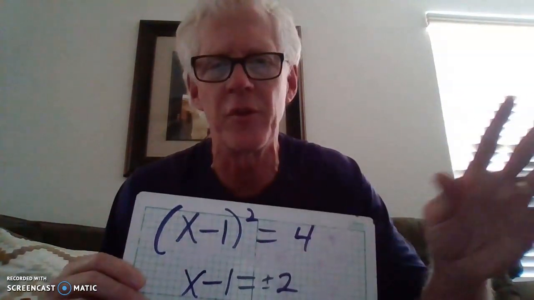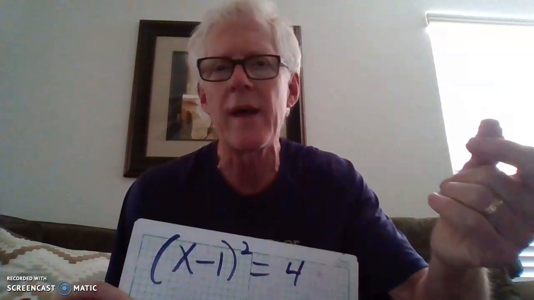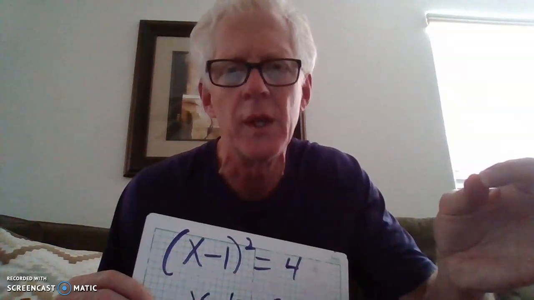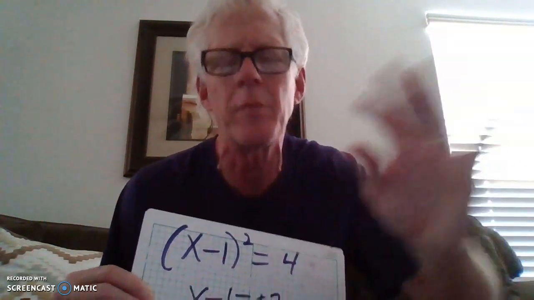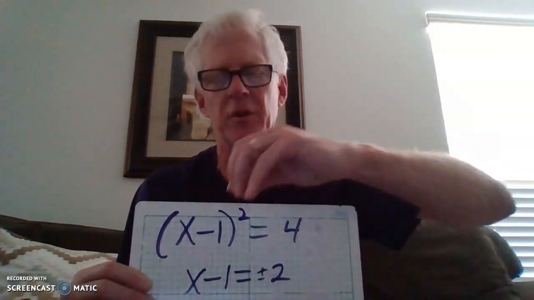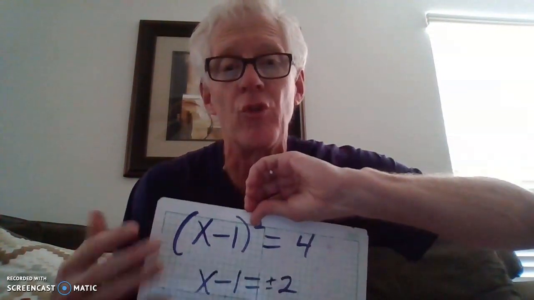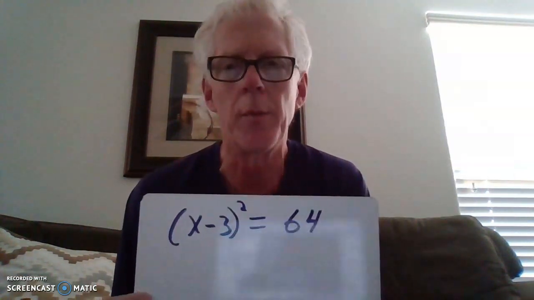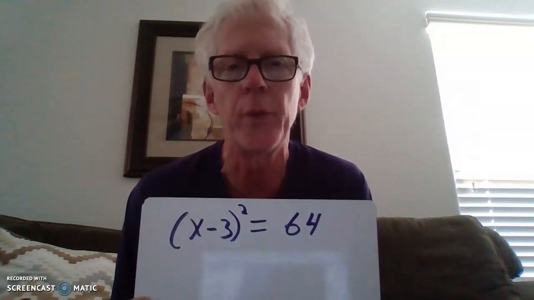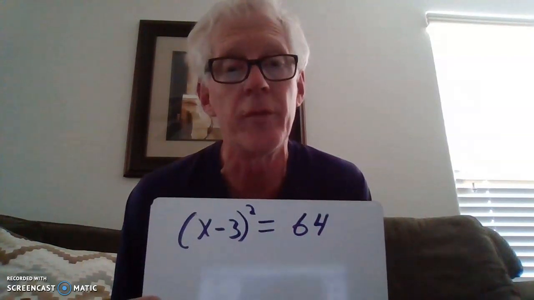This is what I hate about this distance learning. We'd have had this thing fixed in a heartbeat yesterday, probably within the first 10 minutes of class, but here we have to fix it the next day. So I'm going to give you another example, different numbers to show you what it should have been. Same kind of problem: x minus 3 squared equals 64.